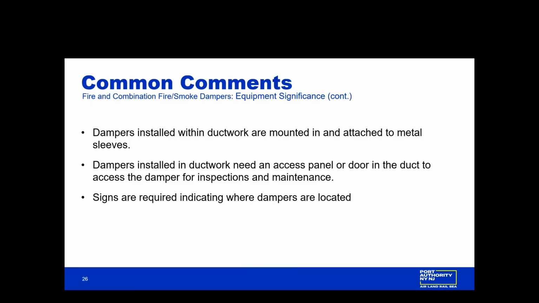Dampers installed in ductwork need to have access panels or doors in the duct to access the damper for inspections and maintenance. Also, some kind of sign or indicator letting staff, building people, facilities people know that there's a damper up there, whether it's a fire damper or fire smoke damper or a smoke damper. Next, please.